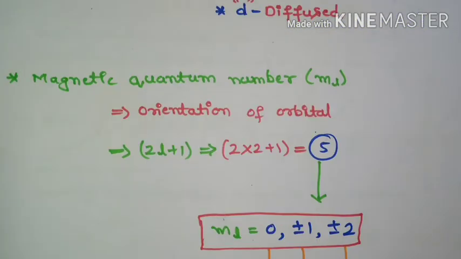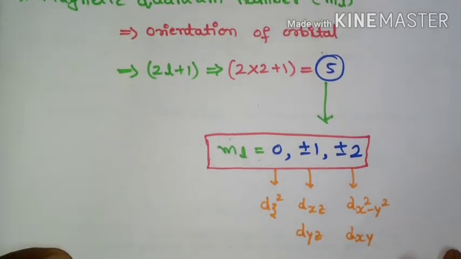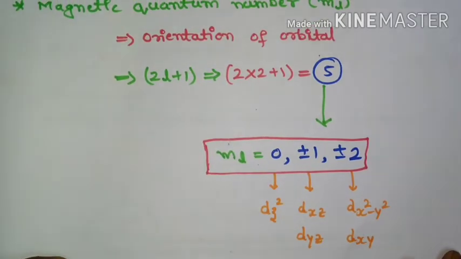From the magnetic quantum number we can determine the orientation of the orbital, or the direction of the d orbital. To find the orientation of d orbital, we use the formula 2l plus 1. As we know from the angular momentum quantum number, for d orbital L value is equal to 2. If I substitute the L value, I get 5. So d orbital will orient in 5 directions, that is 0, plus or minus 1, plus or minus 2.